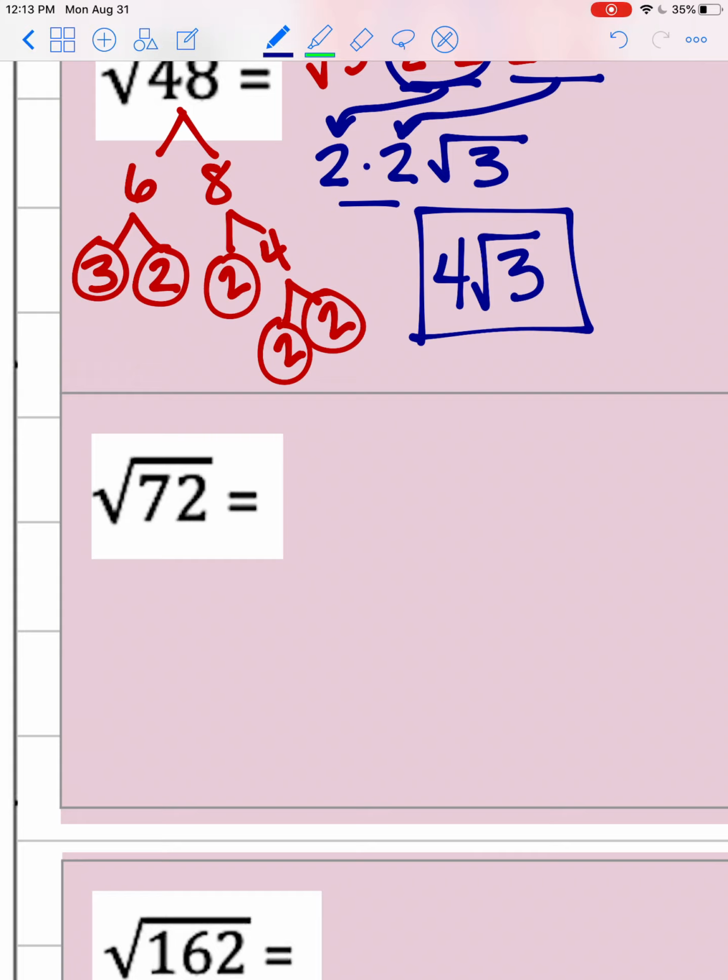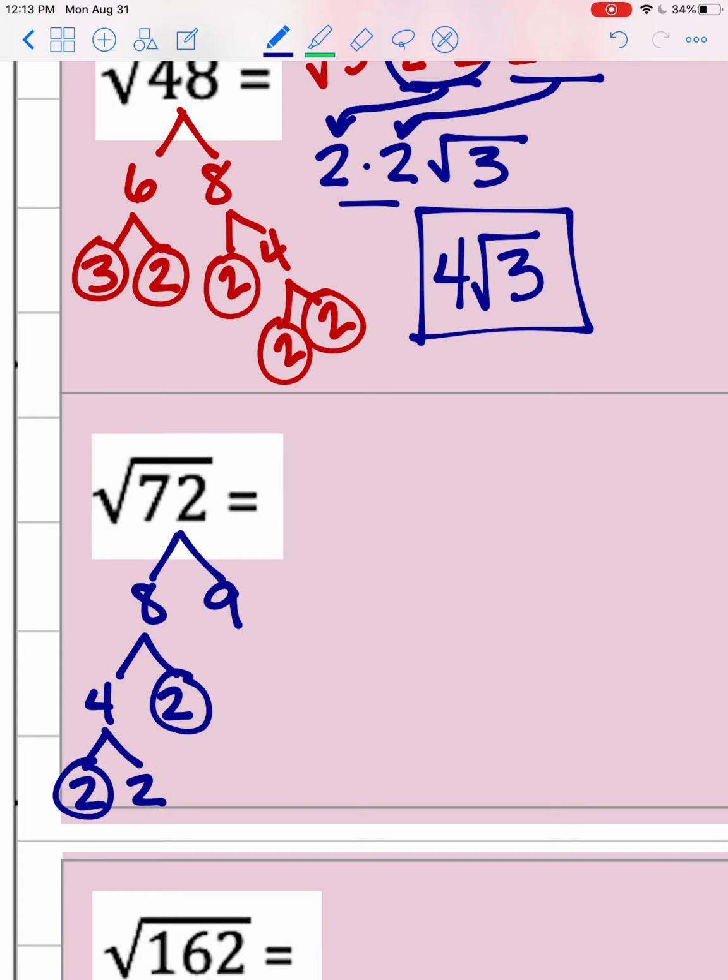72, again, several different options to start with. I'm just going to go 8 and 9. Neither one is prime, so let's keep breaking down. 8 can break down into 4 and 2. 2 is prime. 4 breaks down into 2 and 2. All of that side is done. Now let's go to the 9. 9 breaks down 3 and 3. 3's are prime, meaning nothing but itself and 1 can be broken down into it. So everything is circled at this point, nothing left to break down.